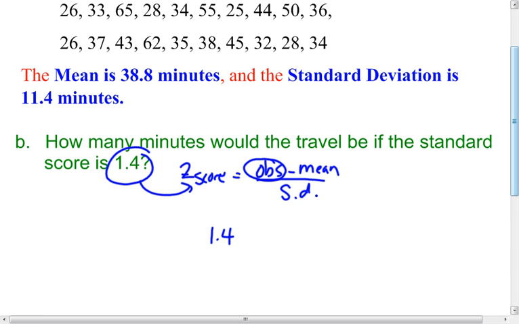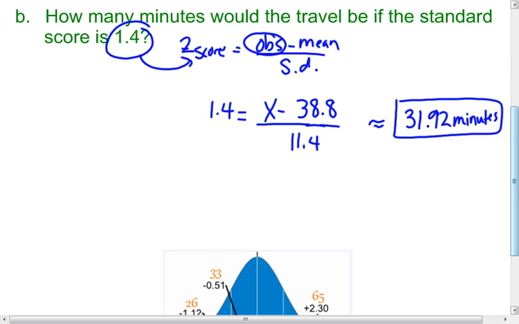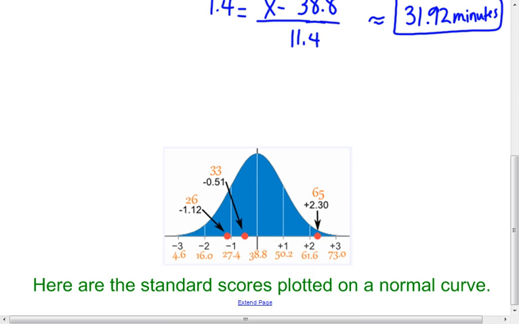So I'm going to make a handy-dandy little equation. I'm going to call that observation x. And I can plug a number in for the mean, sorry. The mean is still 38.8 in this situation, and the standard deviation is still 11.4. To solve this equation, you're going to multiply both sides by 11.4 and add 38.8, and when you do this, your x will come out to be about 31.92 minutes. So if you're 1.4 standard deviations above the mean, your travel time should be about 31.92 minutes, and that hopefully will make a little sense.